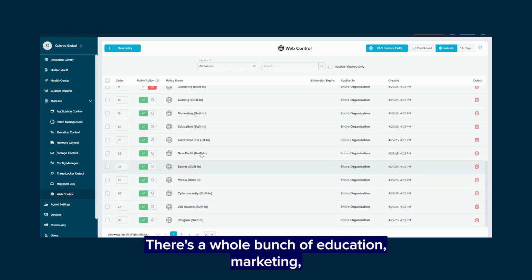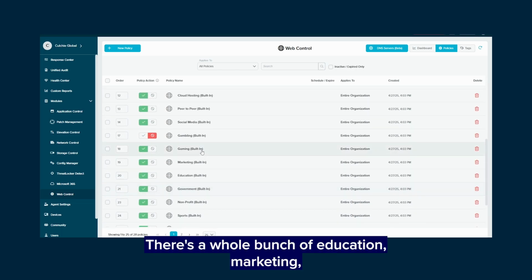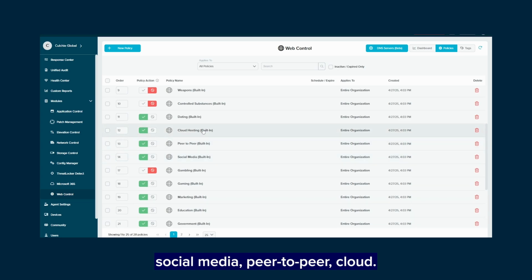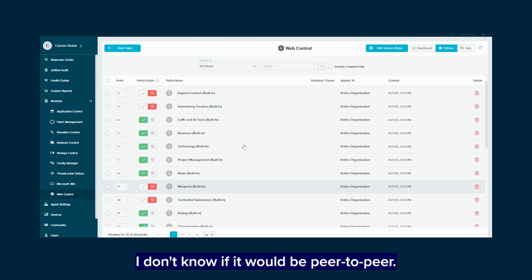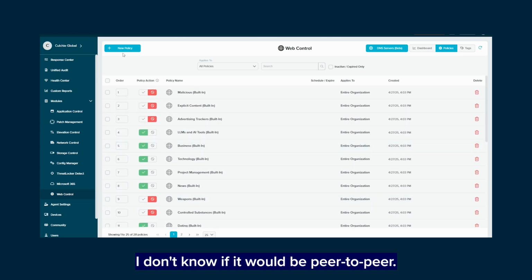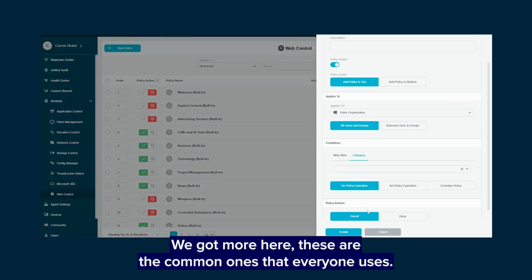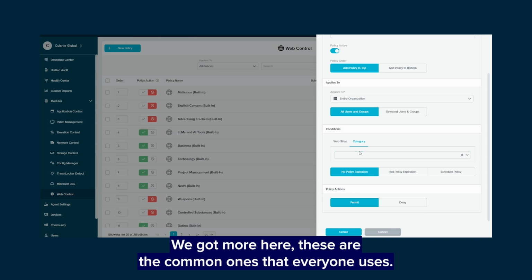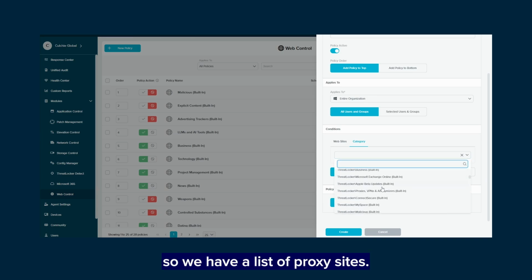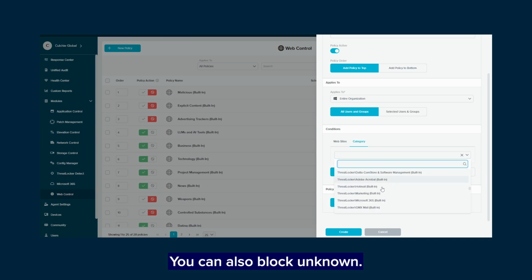there's a whole bunch of education, marketing, social media, peer-to-peer, cloud. I don't know if it'd be peer-to-peer. Let's see what categories we got. We got more here. These are the common ones that everyone uses. If not, I will go and find out. So we have a list of proxy sites. You can also block unknown.